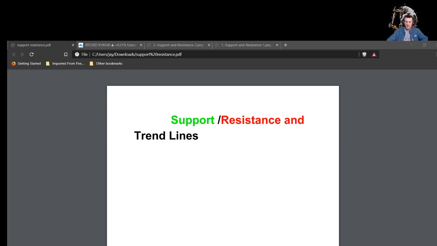A lot of people think that support and resistance are just lines on your chart. That is true, but that is not the right way of thinking. You need to think of support and resistance as areas on your chart, not lines. I'll show you a couple of examples.